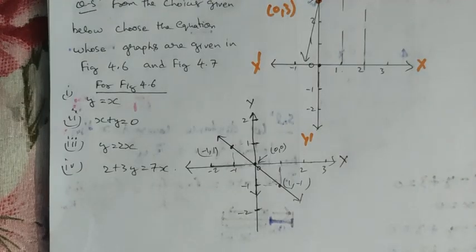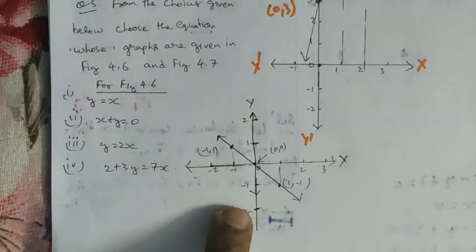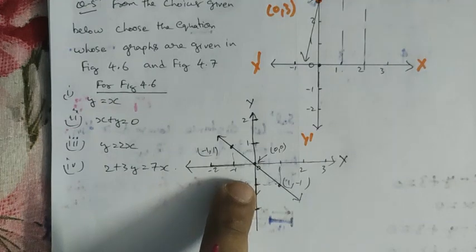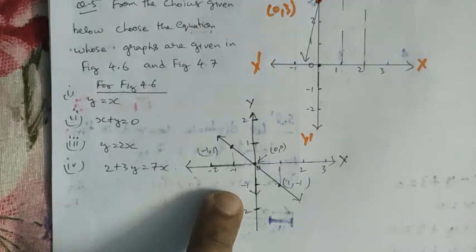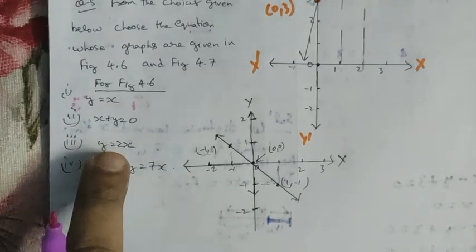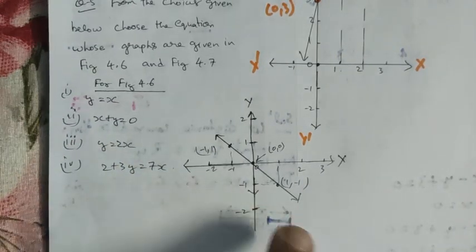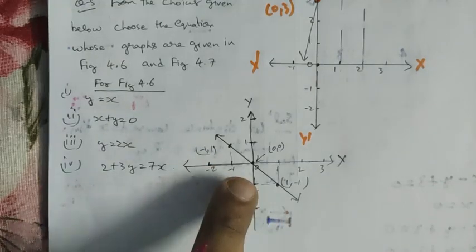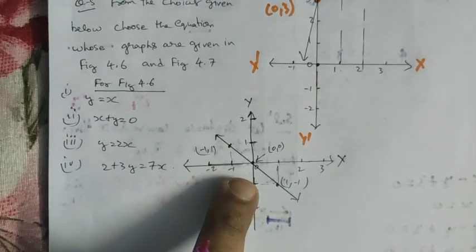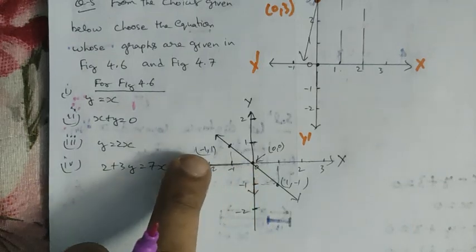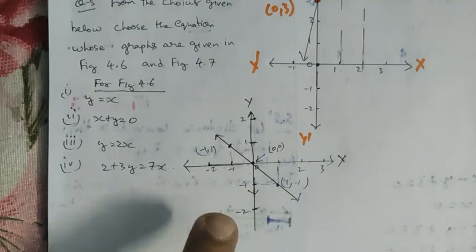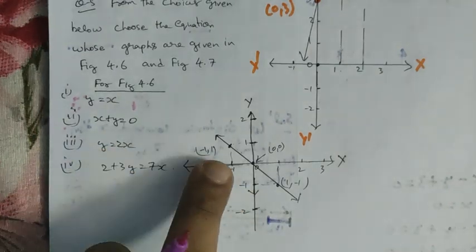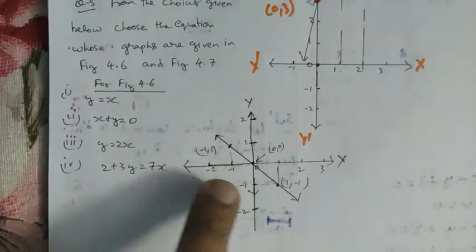In question number 5, we are given a graphical representation, and we have to choose the equation which is representing this graphical representation. We are given 4 equations, and we have to find the correct one. The line is passing through 3 points: (0, 0), (-1, 1), and (1, -1). So we have to find the equation which is satisfying all these 3 points.